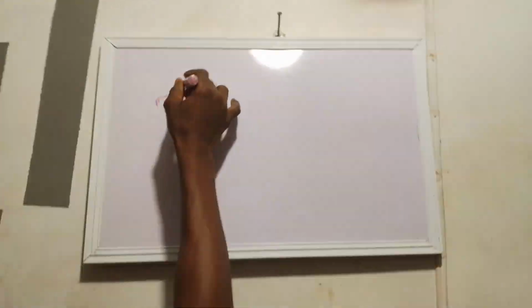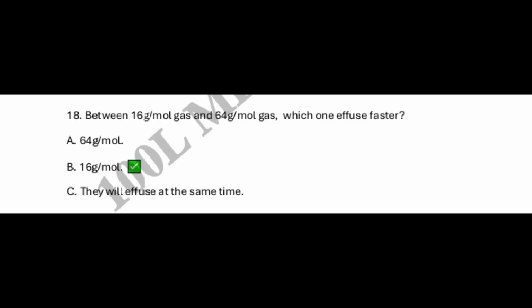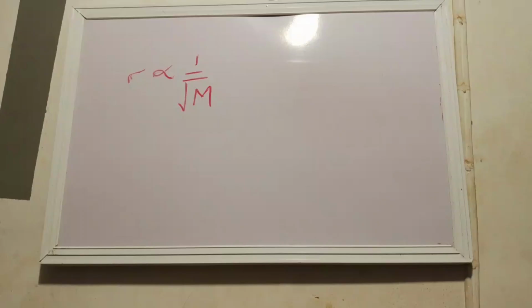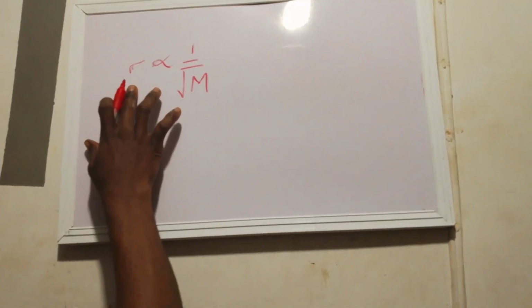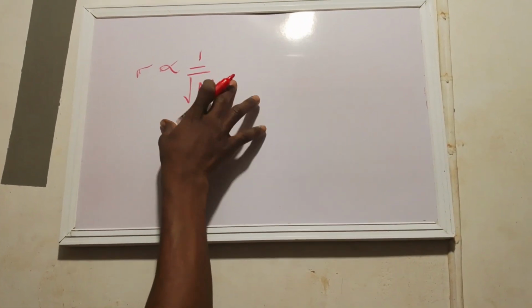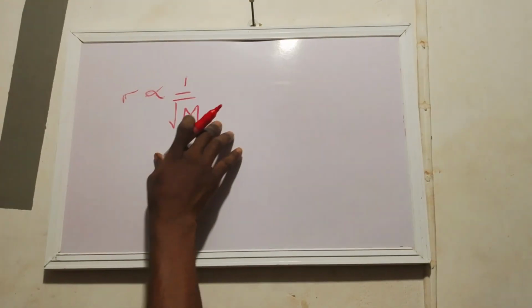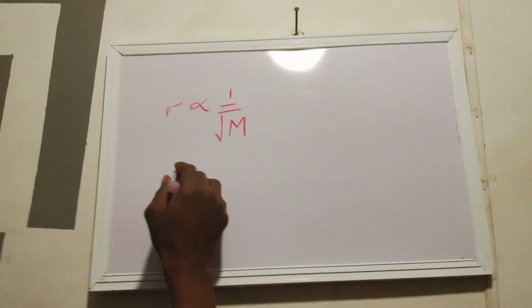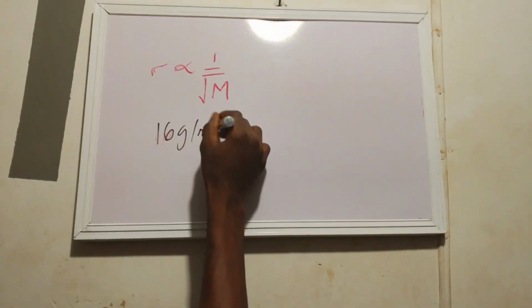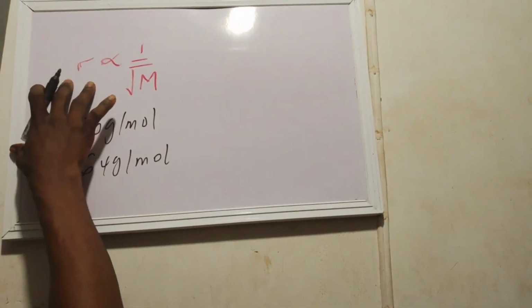So now the last question says that between 16 gram per mole gas and 64 gram per mole gas, which one effuses faster? According to the rate of effusion or diffusion, it is inversely proportional to the square root of molar mass. So that means as one increases, the other decreases. As the rate of effusion increases, the molar mass decreases, and vice versa. So according to this question, the one with the smaller molar mass is going to effuse faster. It's going to have a faster rate of diffusion than the one with the higher molar mass. So the answer will be 16 gram per mole.